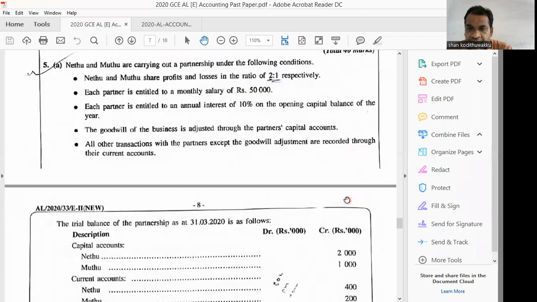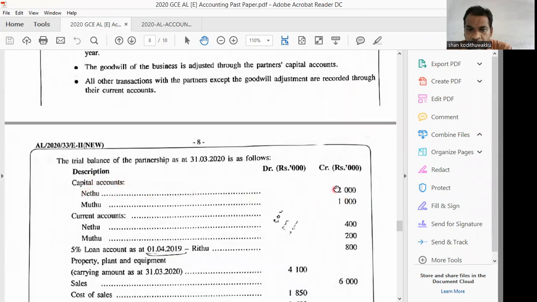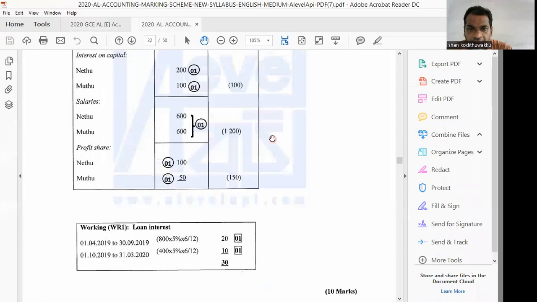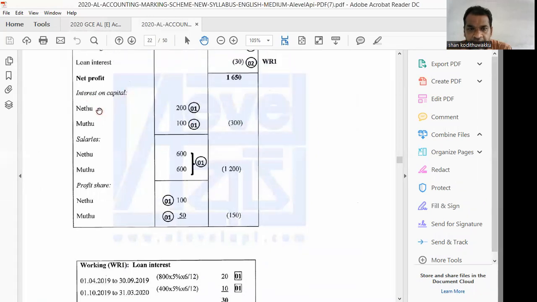Then 10% you can select. Here you are given capital account balances: Nethu 2000, Muthu 1000. Out of 2000, 10% means 200. Out of 1000, 10% is 100. Then 200 for Nethu, 100 for Muthu. That is also a way of distributing net profit among partners. Therefore, you debit appropriation and credit partners' current account: 200 first partner, 100 second partner, interest on capital Nethu 200, Muthu 100, total 300.